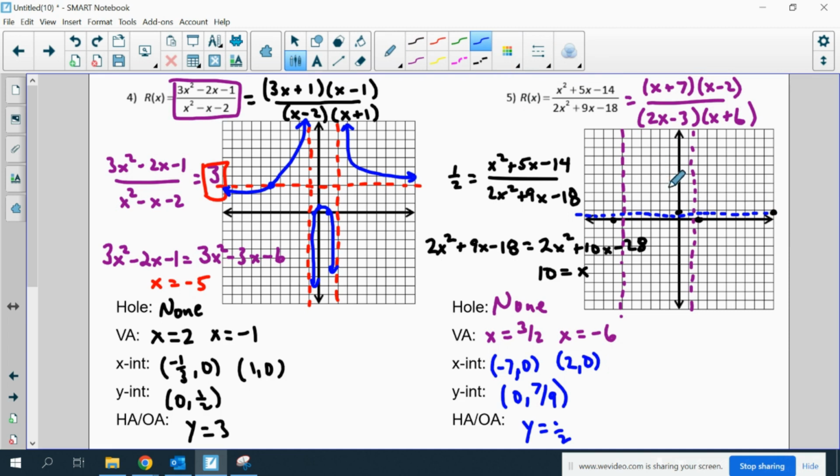And now I just figure out where everything goes. I have a y-intercept. It doesn't cross my horizontal asymptote in that spot. So I should probably use a different color. But it's going to go off to infinity. Doesn't cross. Comes back up. Notice that neither of these is squared over here. So because neither of them is squared, the behavior near the vertical asymptotes is going in opposite directions.